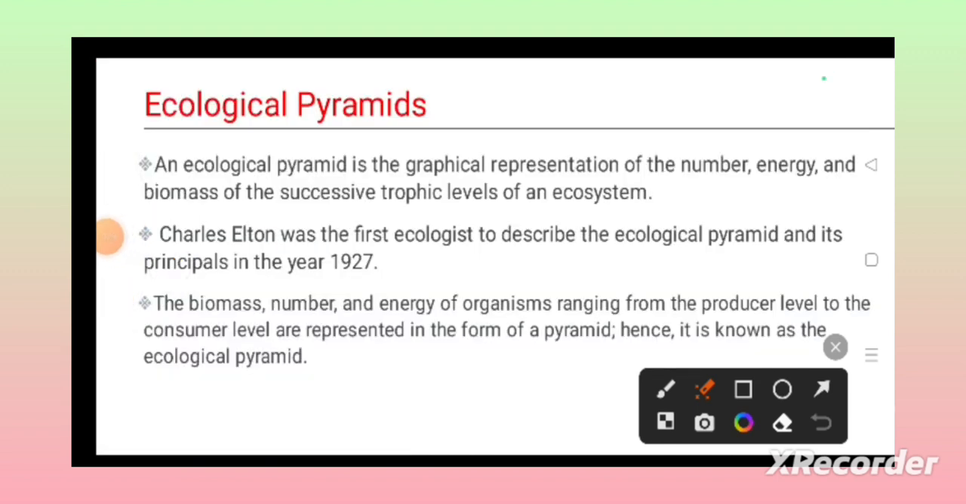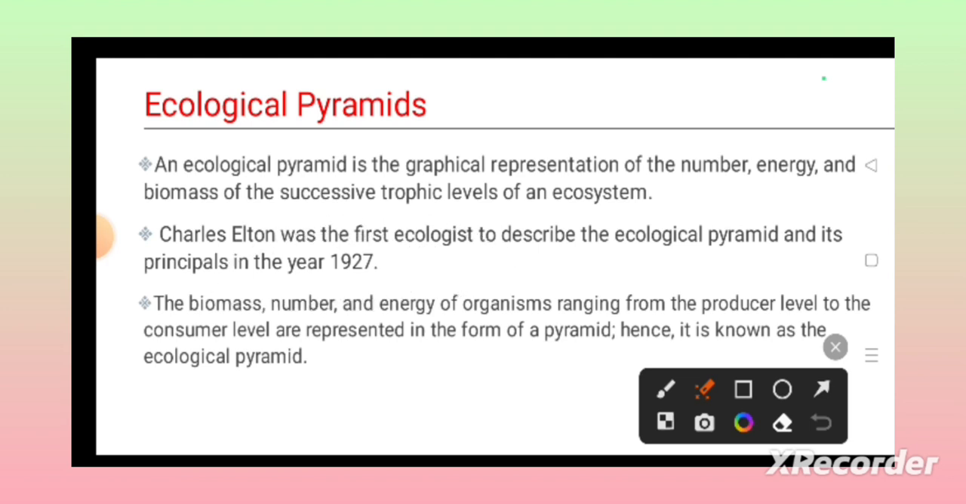An ecological pyramid is the graphical representation of the number of organisms and the energy process, how it takes place from one trophic level to another trophic level, and the biomass of successive trophic levels. We are going to learn this in the case of ecological pyramids. The ecological pyramid was given by Charles Elton, the great scientist, in the year 1927.